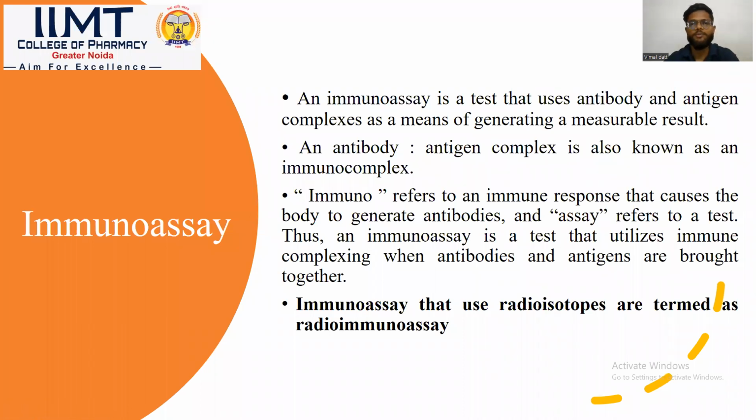An immunoassay is a test that uses an antibody-antigen complex as a means of generating a measurable result. The antibody-antigen complex is also known as an immunocomplex. Immuno refers to an immune response that causes the body to generate antibodies, and assay refers to a test. Thus, an immunoassay is a test that utilizes immune complexing when antibodies and antigen are brought together. In short, an immunoassay that uses a radioisotope is termed a radioimmunoassay.